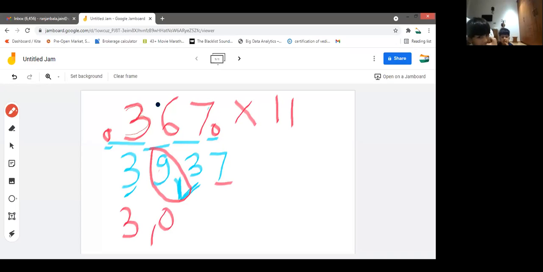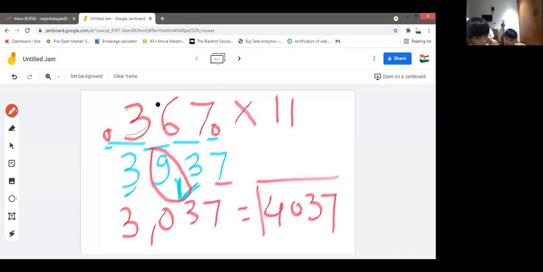Now 9 plus 1, 10. So it will be written like this. And 3 and 7. So 3 plus 1, 4. Then 0 and 3, 7. So this is your final answer. Here you have added twice because a carry is generated two times. 6 plus 7, 13 and 9 plus 1, 10. So again this 1 and 3 are added together. So the answer becomes 4. Okay? Clear? Now it is clear what I have done.